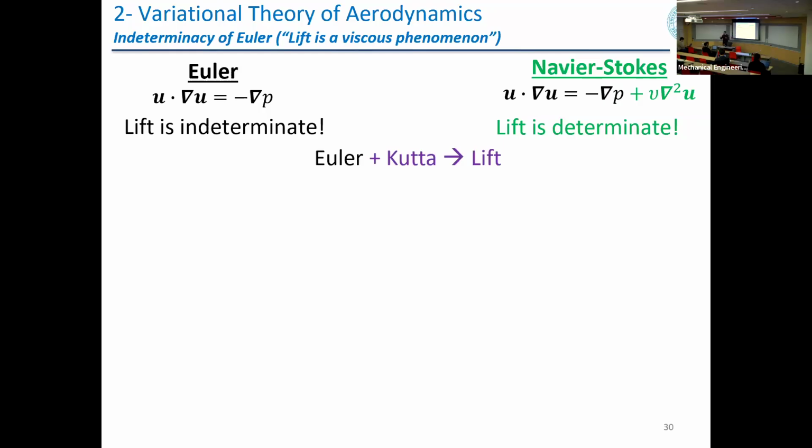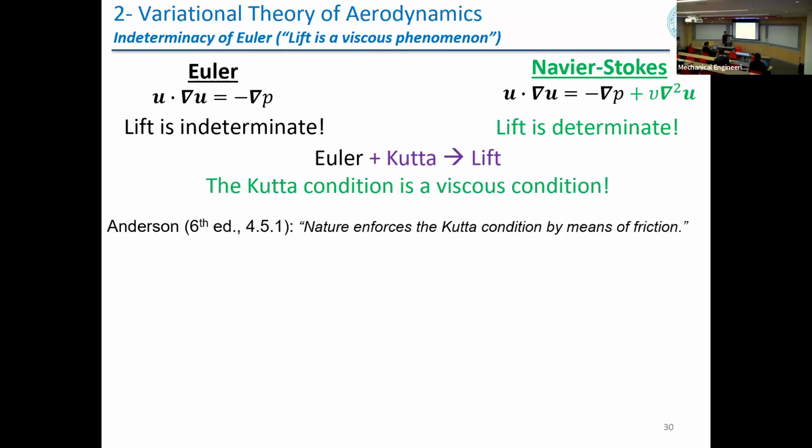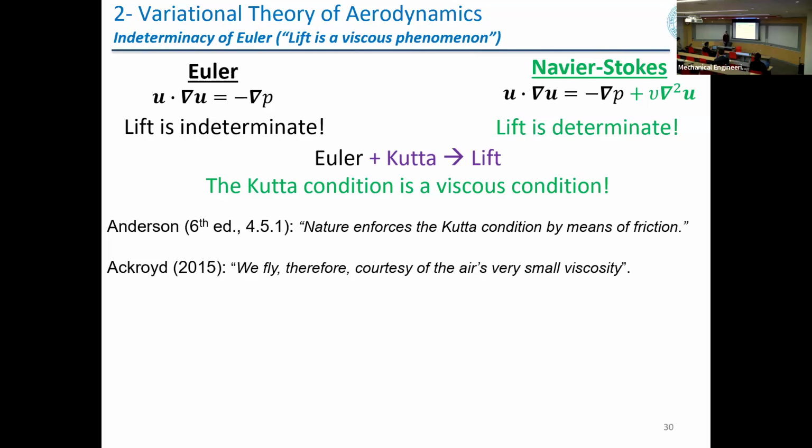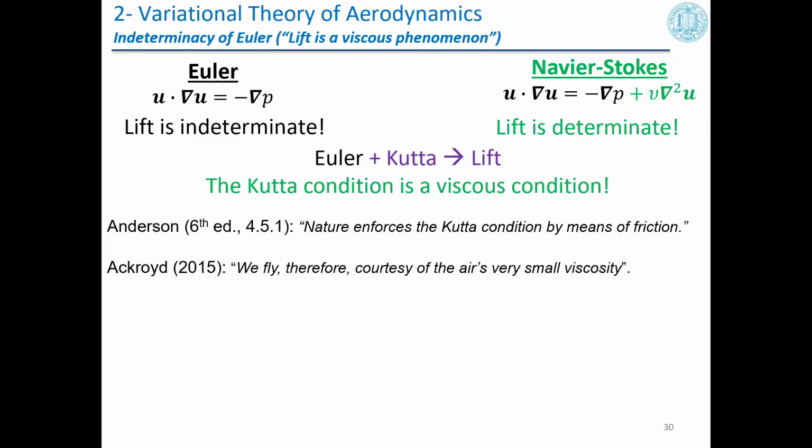And the Kutta condition is coming from physical observations on real fluids. Real fluids are viscous fluids. So the conventional wisdom is that the Kutta condition is a viscous condition. It implicitly accounts for viscosity and friction. Pick your favorite aerodynamics book. Here is Anderson: nature enforces the Kutta condition by means of friction. Here is Professor Ackroyd of Manchester: we fly courtesy of the air's very small viscosity. So if the air is not viscous, we will not.